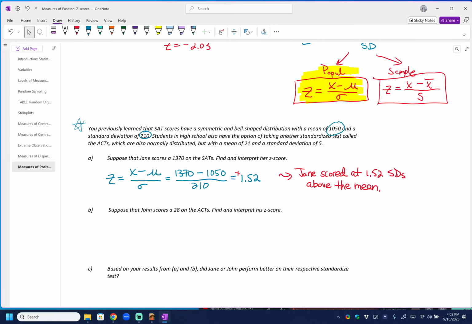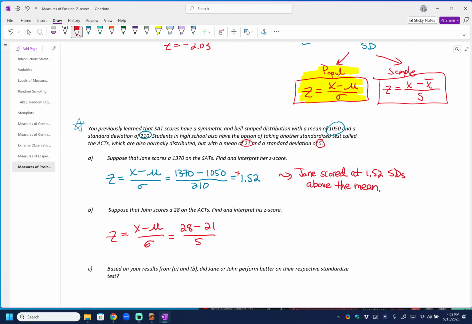Okay, let's move on to B. John scores a 28 on the ACTs. Find and interpret his z-score. A completely different distribution, obviously. We're looking at a mean of 21 and a standard deviation of 5 this time. So for this z-score, we're going to take his score on the ACTs, subtract the mean of the ACTs, and divide by the standard deviation of it.